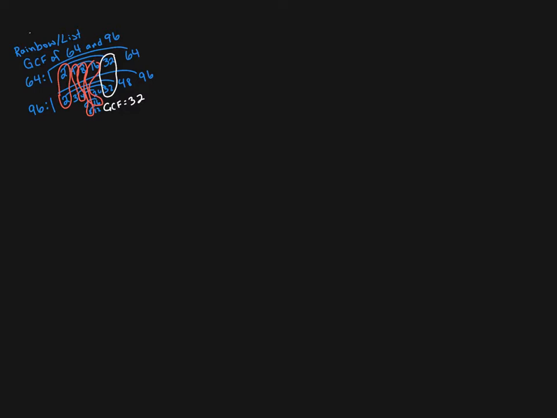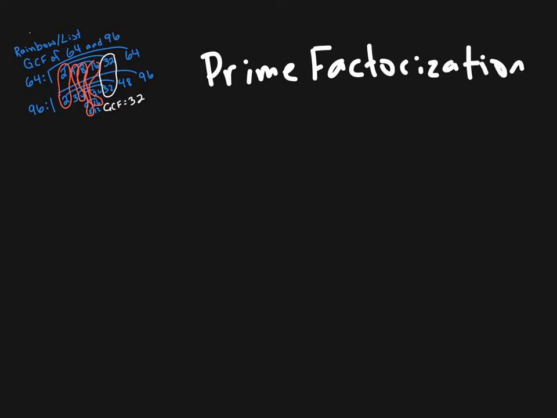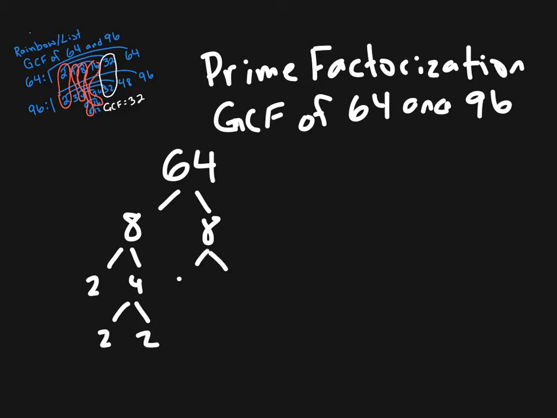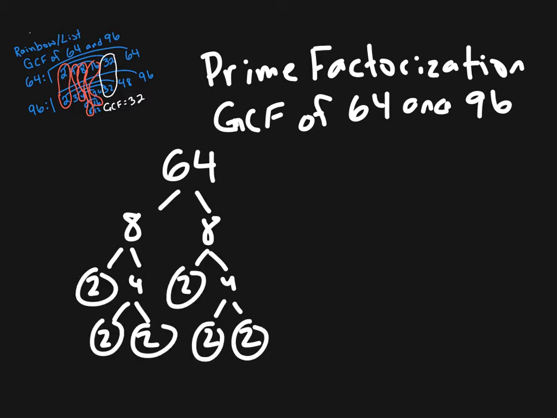Our second method that we discussed in class was our prime factorization. This was using the factor trees. If we look at those same two numbers again, we can kind of just compare how it looks. So we have 64, and you can break this up any way you want. So for example, I know that 64 is 8 times 8, and then each 8 would be 2 times 4, which would be 2 times 2. I just like to circle my prime factors so I know my branch is done.